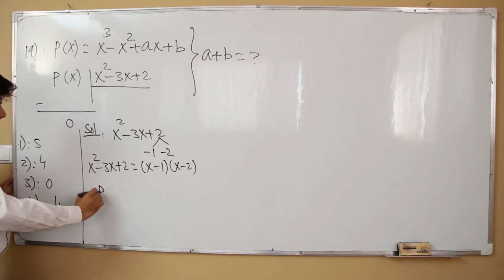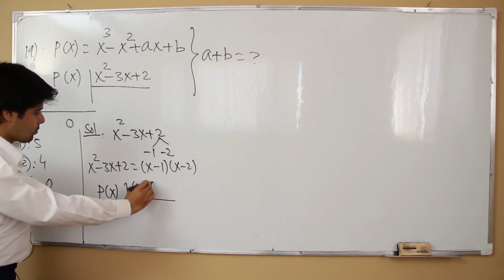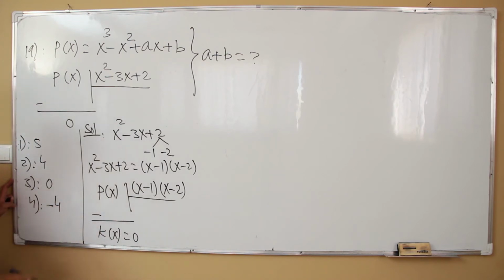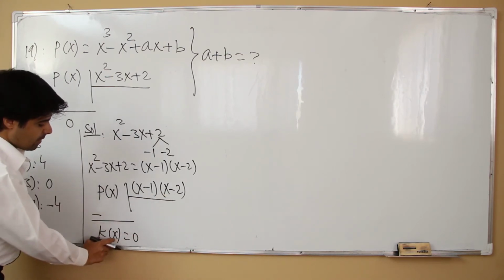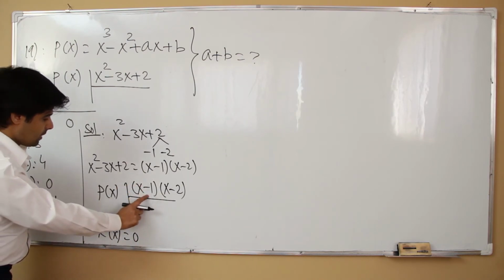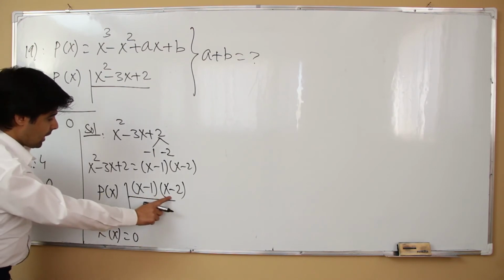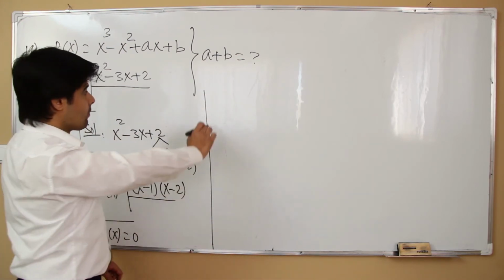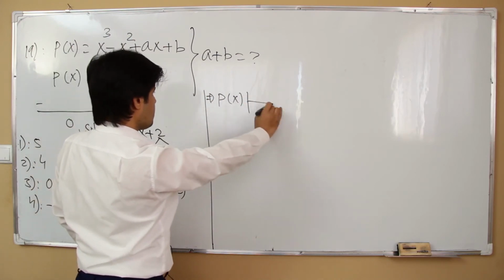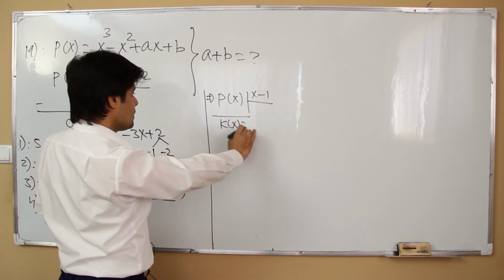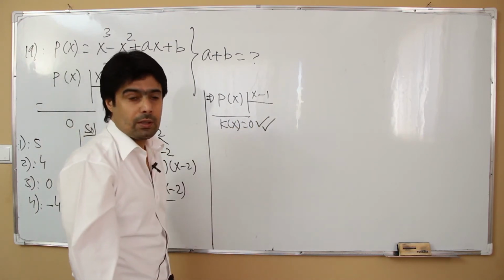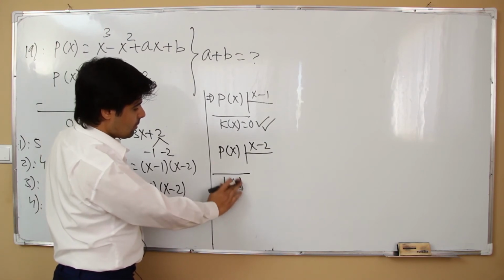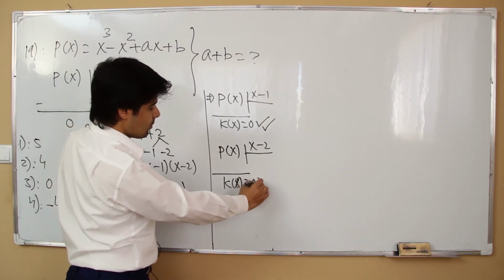It means that this polynomial px is divided by x minus 1 and simultaneously by x minus 2, and the remainder is 0. Now, if a polynomial is divided by both of them and the remainder is 0, it means that px divided by x minus 1 has remainder 0, and px divided by x minus 2 has remainder 0, 100%.